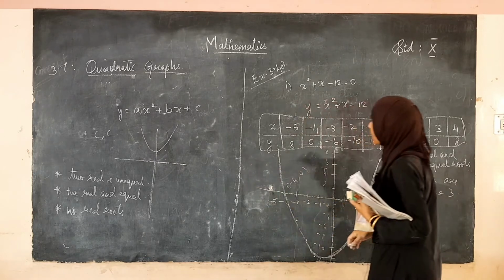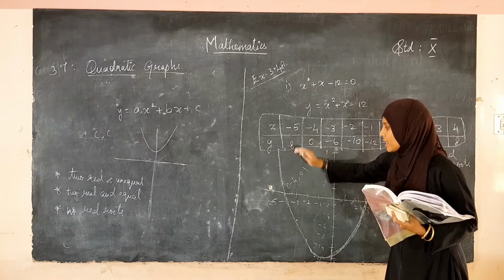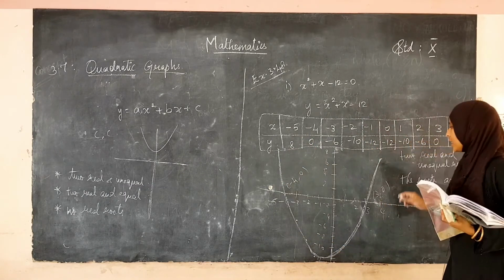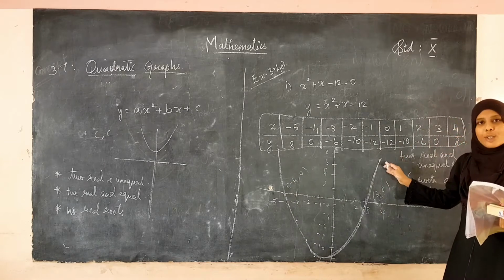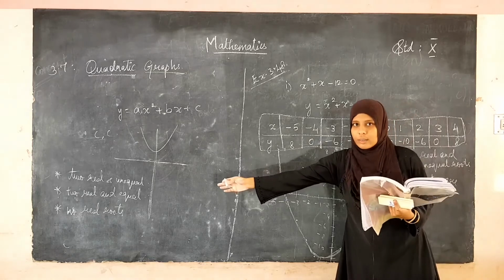You have to form the table like this. Then you have to mark the points in the graph. After marking, we will get the curve. Then you have to see the nature of the solution of the given equation. How we will see? Like I have given here.